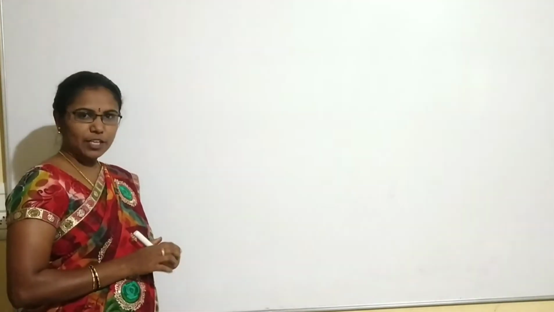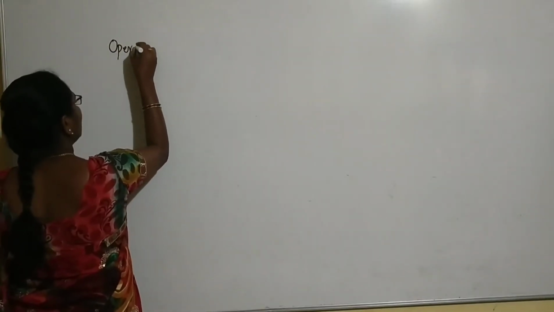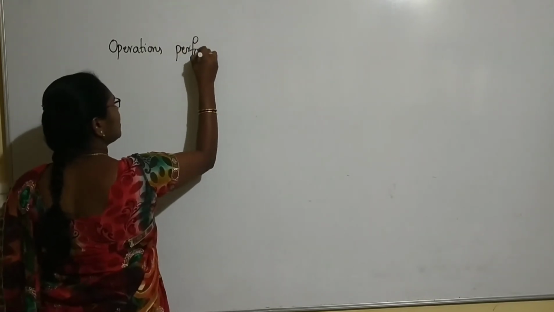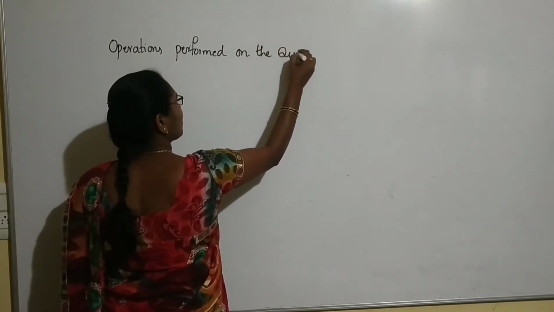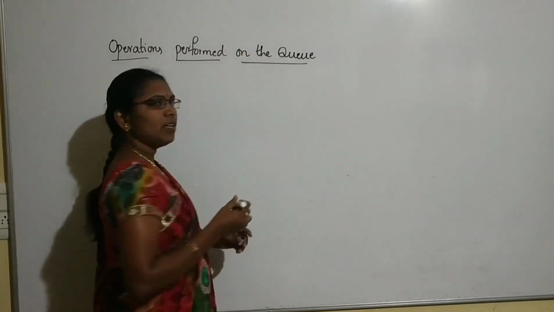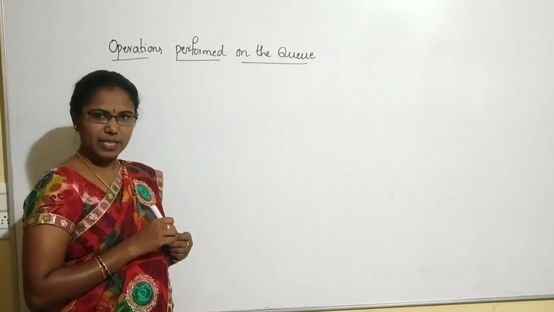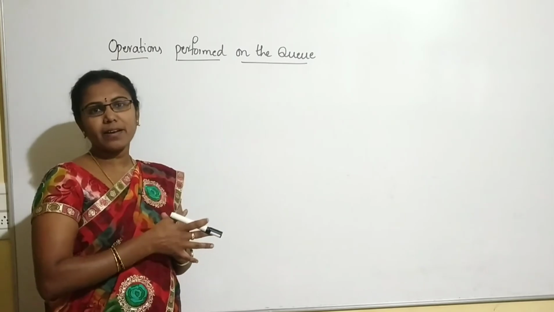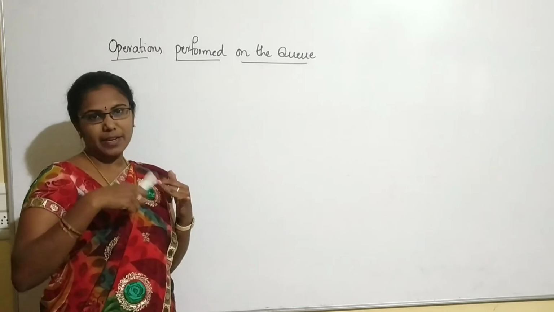Next concept in the queue is operations performed on the queue. Students, we have already discussed that in the stack we can perform 7 different types of operations, right? What are the 7 operations we perform on the stack? The first operation is stack. It is used to create an empty stack.